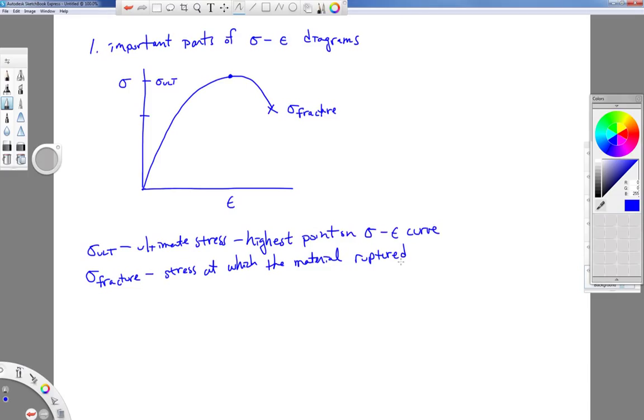Now, one last point that we want to look at that's maybe not completely obvious, but it's going to be important for us, is somewhere around here, there's kind of a transition between a straight line and the curvy line part of this curve. I'm going to say maybe it's about here. That's known as the proportional limit stress.